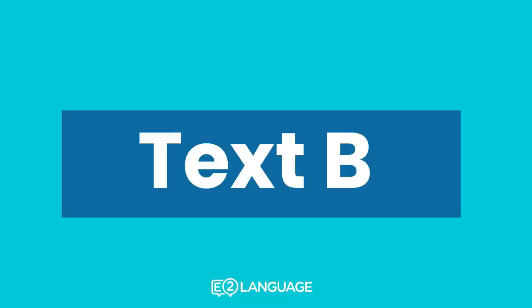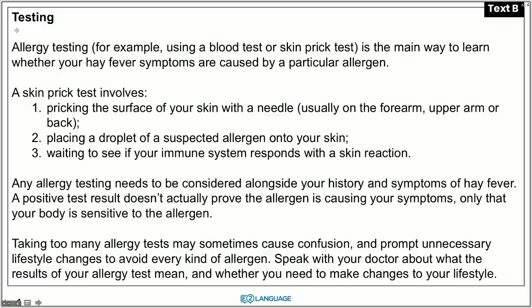So if I do the same thing with text B, I can see it's about testing and allergy testing here, something about a skin prick test, something about symptoms. Here's a sort of method for a skin prick test, 1 to 3, something about a droplet, immune system, again, symptoms. I'm scanning my eyes over and I'm looking for keywords here, something about a doctor, lifestyle. I've now got a pretty good idea of what text B is about, and it took me no more than about 30 seconds.